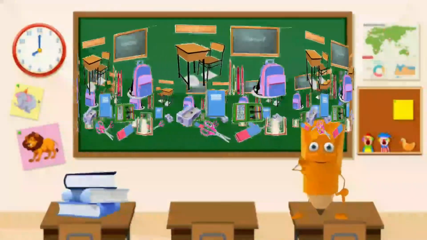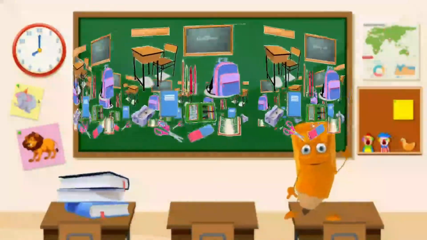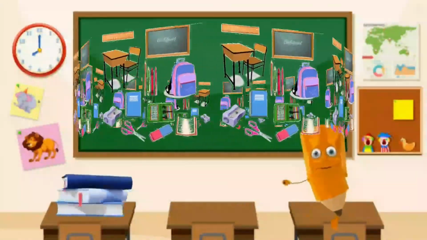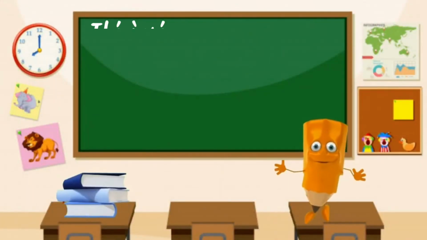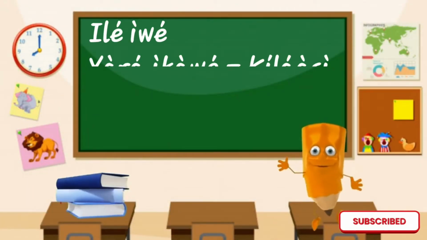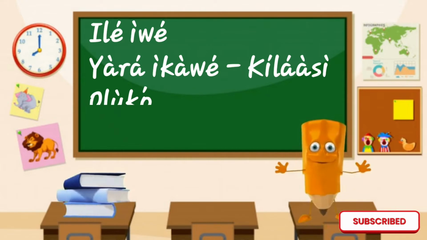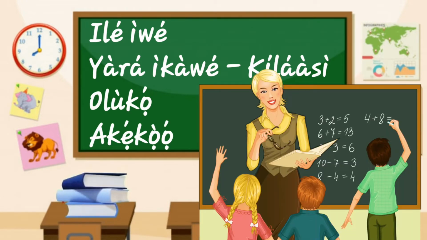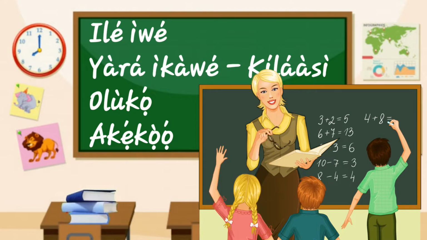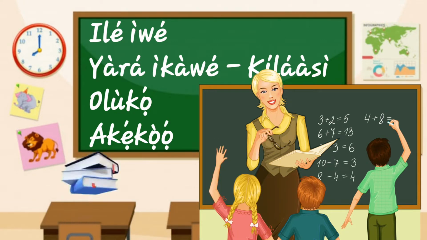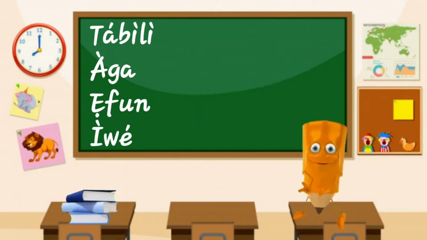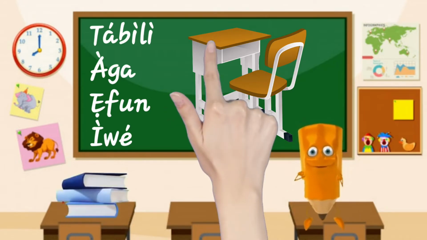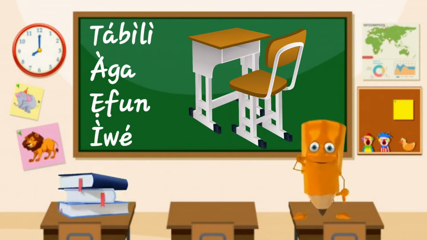In today's class we're going to learn objects and things around the class within the classroom. School, ilé-ìwé. Class, yàrá ìkàwé, or we can say kíláàsì. Teacher, olùkọ́. Student, akẹ́kọ̀ọ́. Table, tábìlì. Chair, àga.